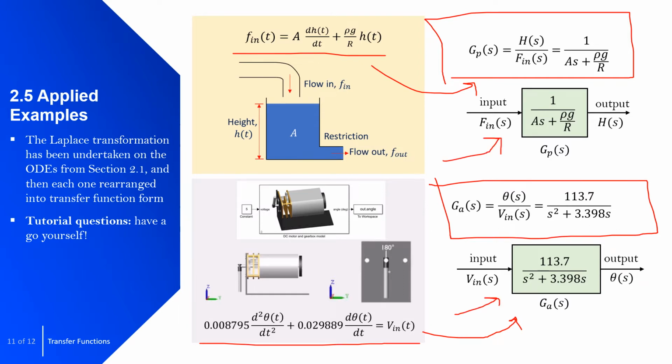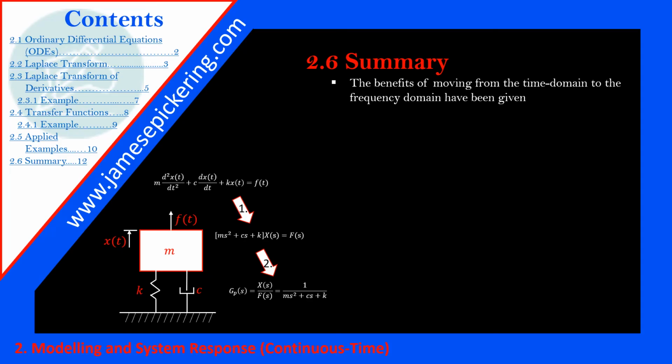These are both represented as you previously saw in pictorial form, block diagram pictorial form, as you can see here within the green box, where the input is in this case flow in, and the output is the height. The input for the DC motor is voltage in, and the output is the angle in this case. So have a go at those questions. I think they'll be very useful just to check your understanding of undertaking this kind of process. And you can just see the DC motor there spinning.